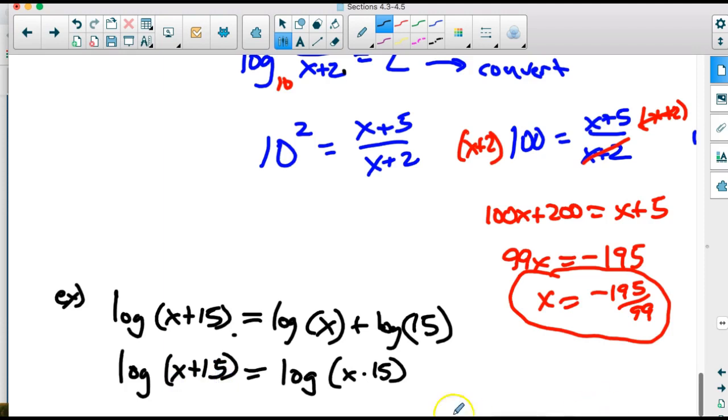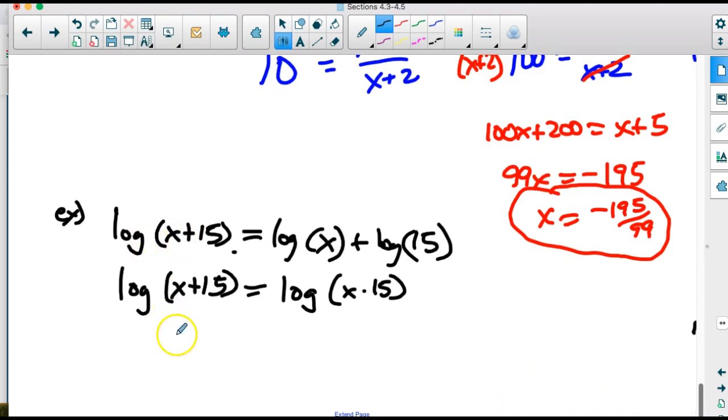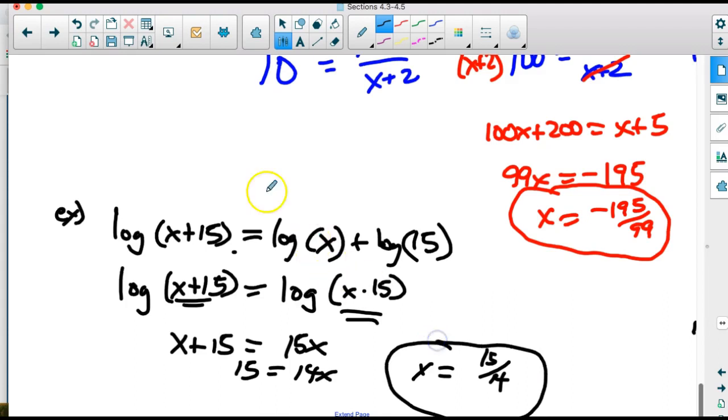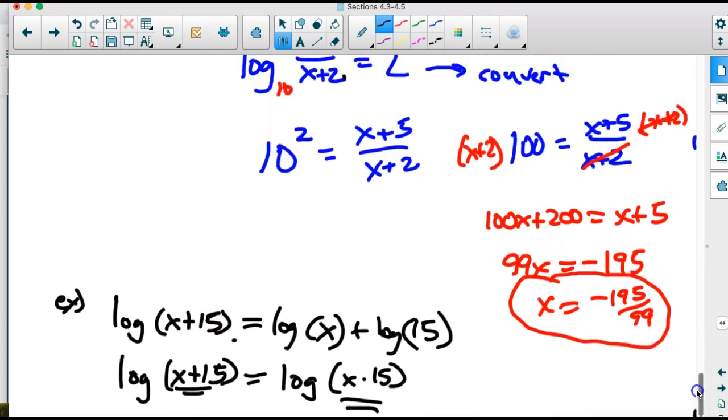Since we have logs on both sides, we can just eliminate the logs on both sides and solve without the log. So this is going to be x plus 15 equals 15x. This part equals this part, because if we take the log of both sides, we should have the same answer. So we're going to have 14x equals 15, so the answer is 15 divided by 14. Now that's positive, so it should be okay in the solution, because that's going to give you a logarithm you can do and a logarithm you can do here as well. So those are some examples of using the properties to solve.